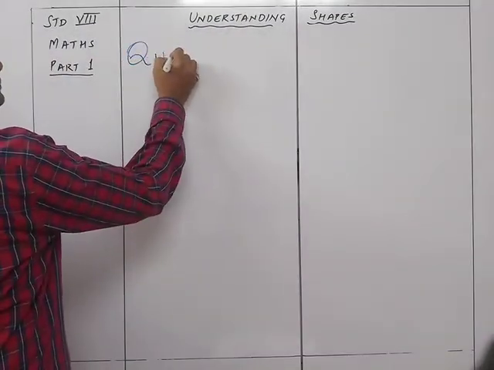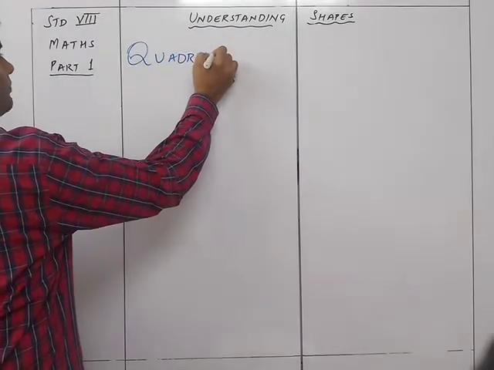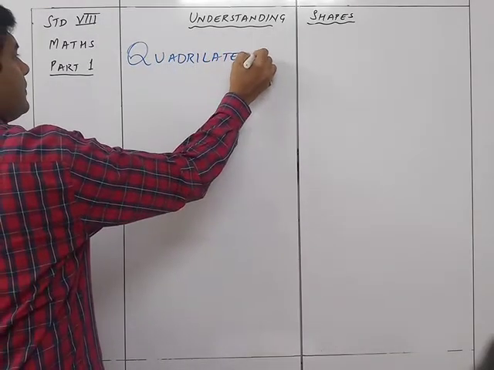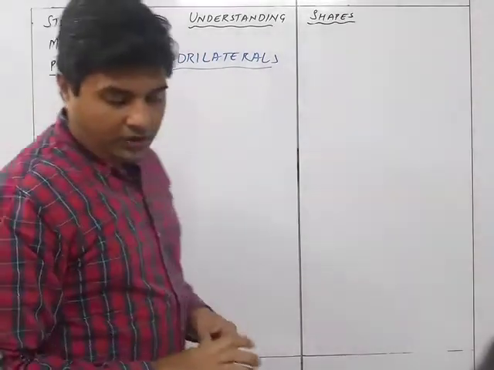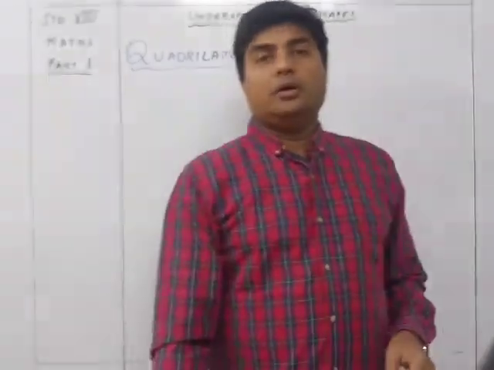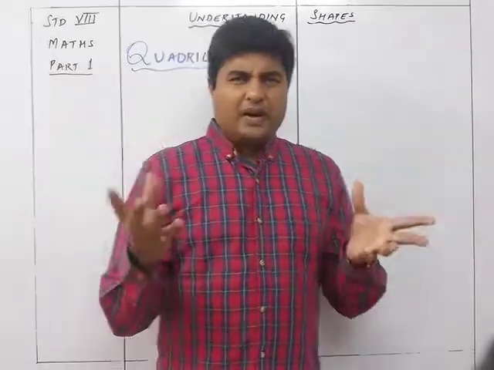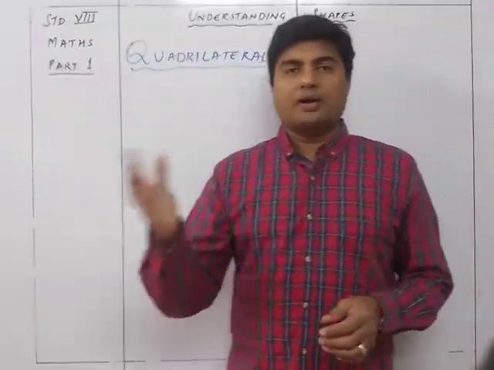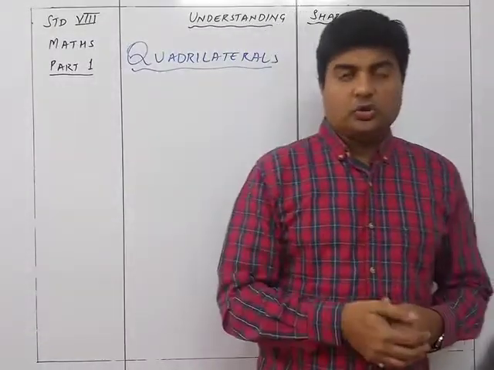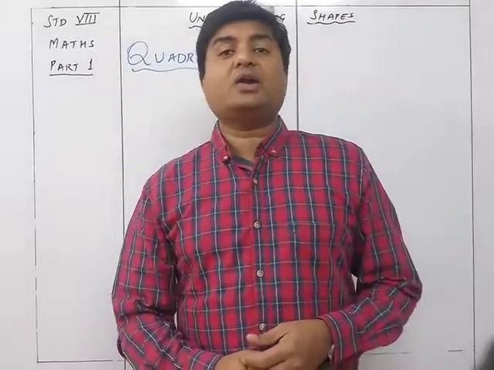Quadrilaterals. Okay, so that's quadrilateral. Fundamental principle, quadri, 4. So a quadrilateral is a four-sided figure. So any four-sided closed figure.